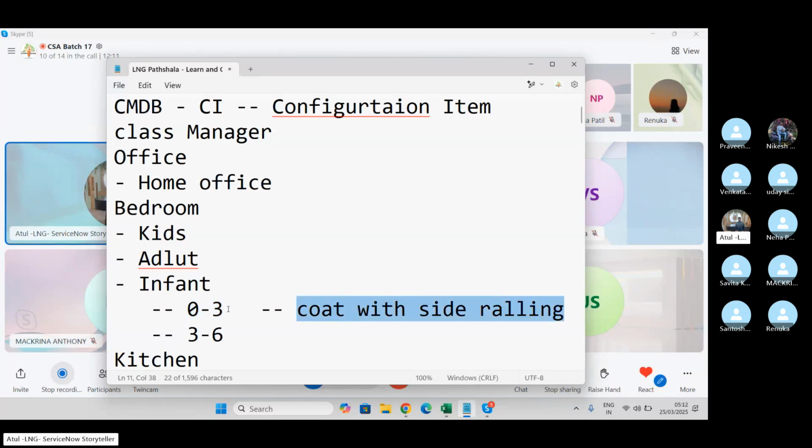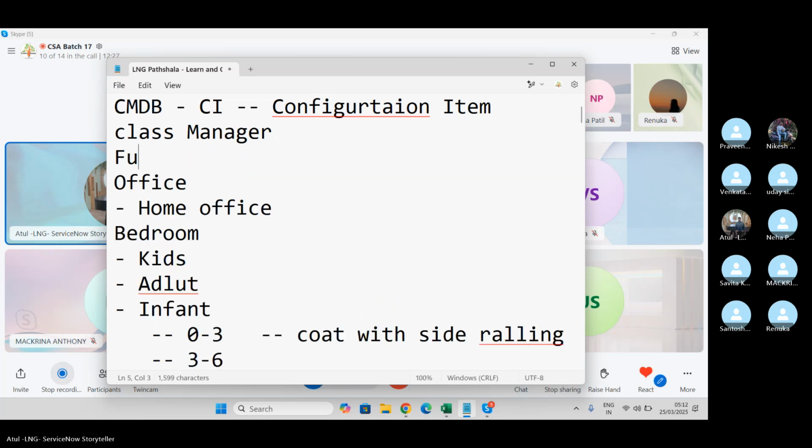And this CI is under the class of this, and this class has a parent called infant, and this class has a parent called bedroom, and this class has a parent called furniture. Might be this is very big terms for you now, because this is the first time you're seeing or reading something like this.